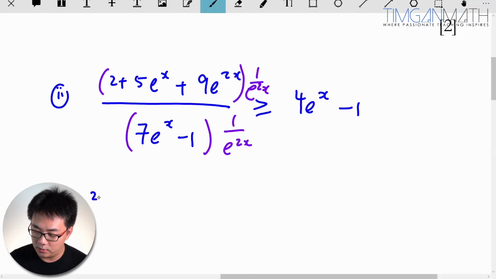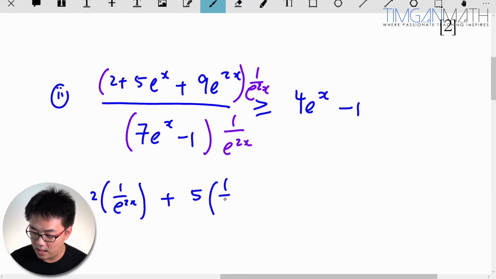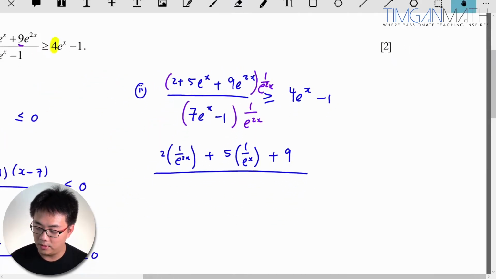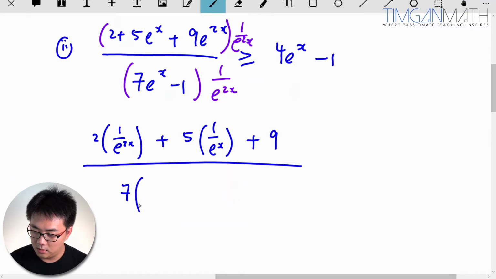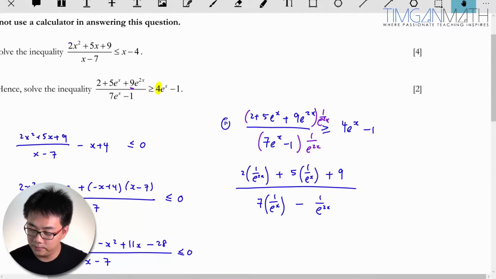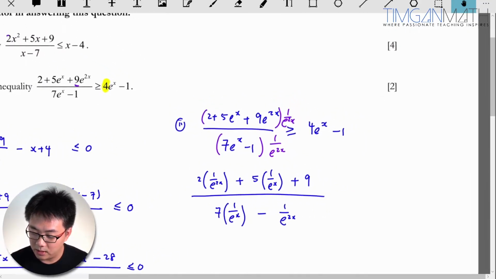So this will be just 2 times 1 over e^2x, and this will be plus 5 times 1 over e^x. I'm just assuming that your indices are okay. So I'm just going to do this. Then this will be e^x minus... I think this is okay. No. Yeah, you see that something is wrong, right? So obviously something is wrong here.